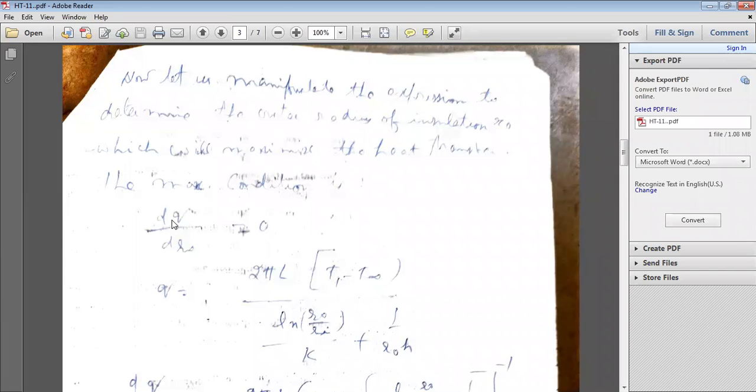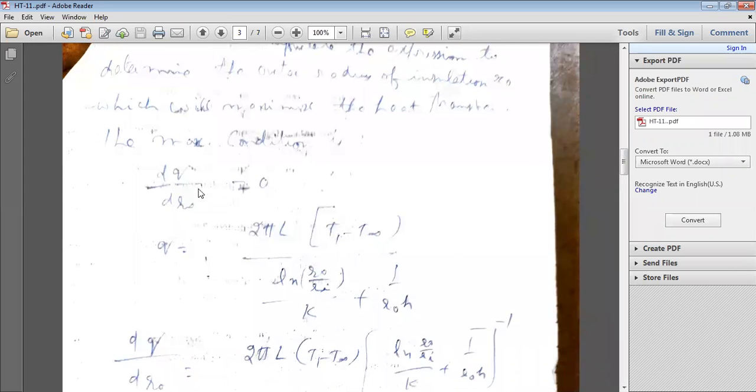What is the condition? dQ by dRO. Here the variable is the outer radius. How much thickness of insulating material is to be added on a pipe, steel pipe, stainless steel pipe or mild steel pipe? Inside the steel pipe there may be steam or any other hot fluid flowing, and heat is transferred along the radius. So what is the value of the outside radius RO? For that, the condition is dQ by dRO is equal to 0.